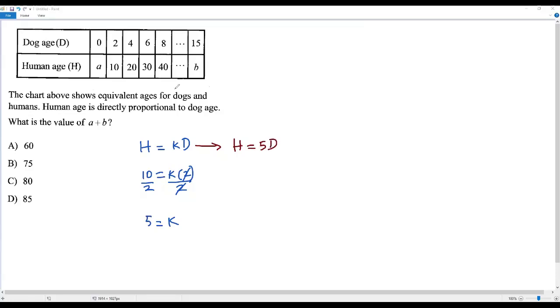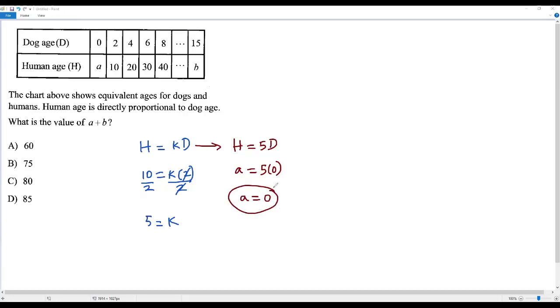Now to get the values of the constants A and B in the table, let me consider this particular pair. In this pair, what is the value of H? That is A. What is the value of D? That is 0. So we can plug in A for H and 0 for D. When I do so, A equals 5 times 0, which is 0. Now I got the value of A, that is 0.